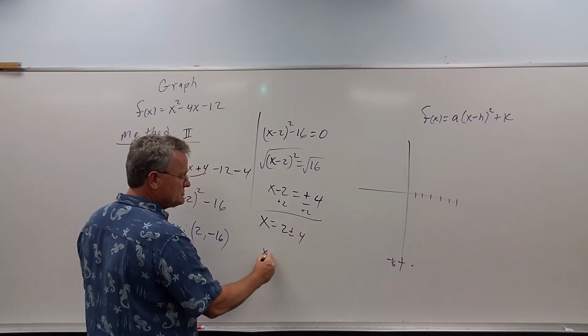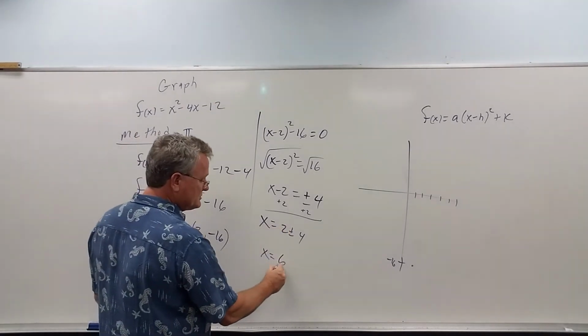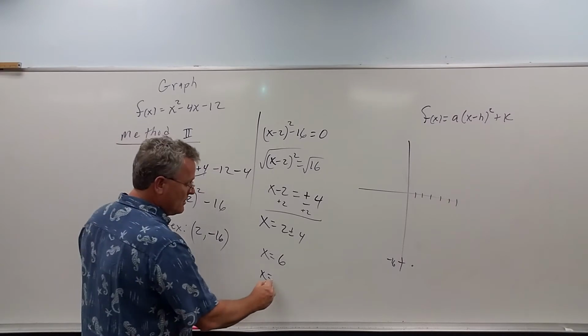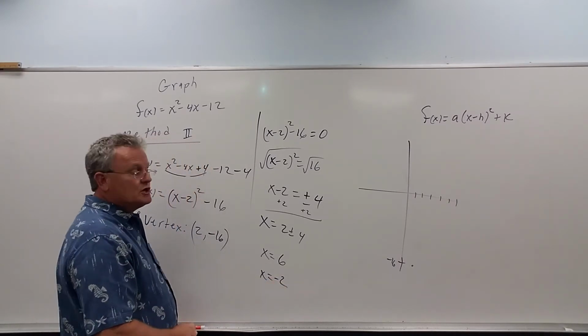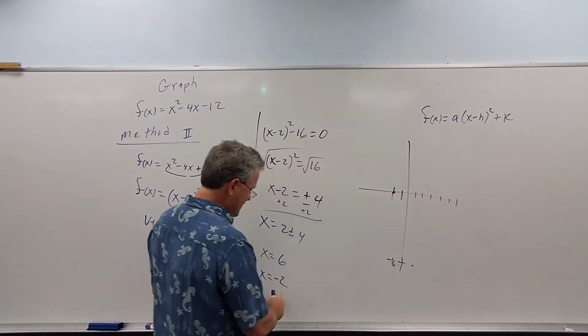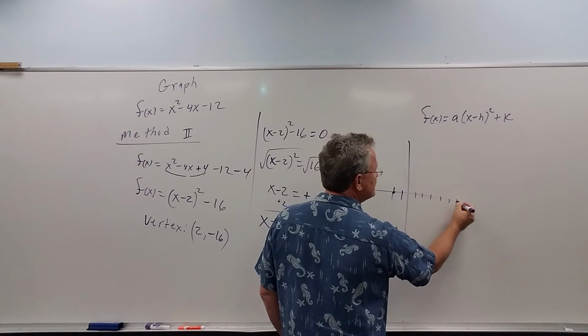Now that means there are two answers. One answer is 2 plus 4, which is 6. The other answer is 2 minus 4, which is negative 2. So we know this crosses the x-axis at negative 2 and at 6.